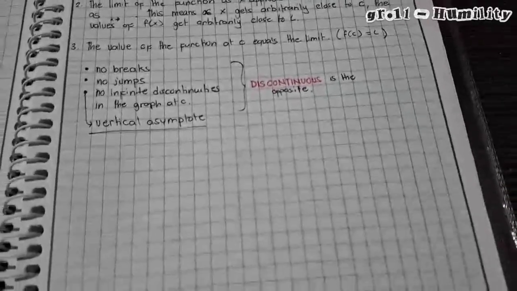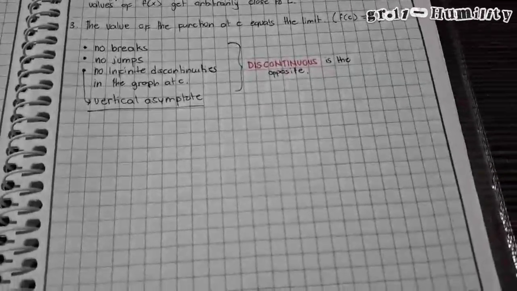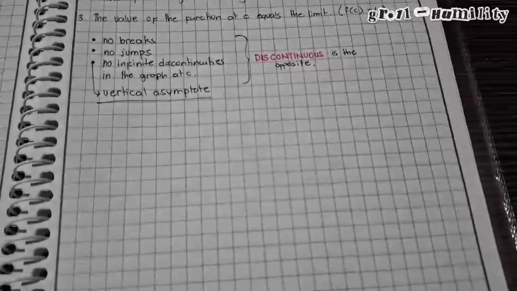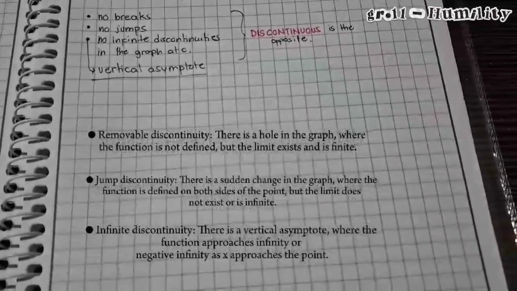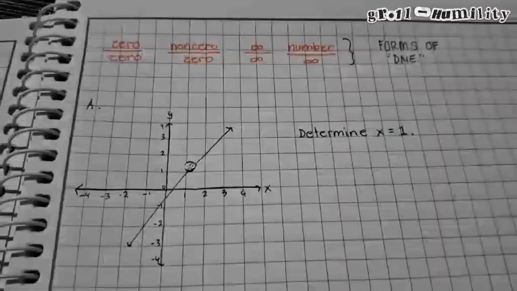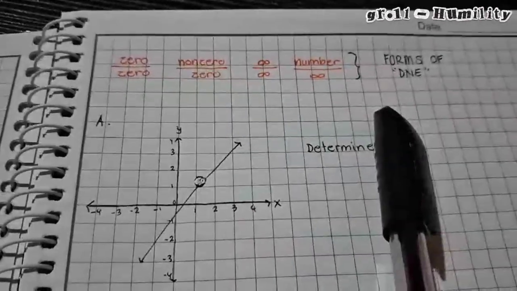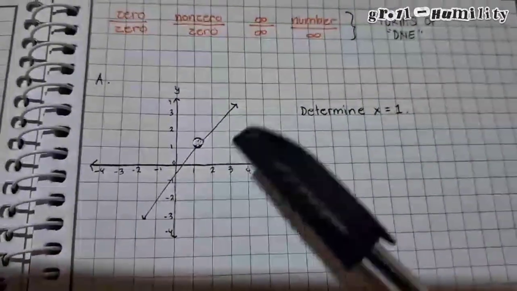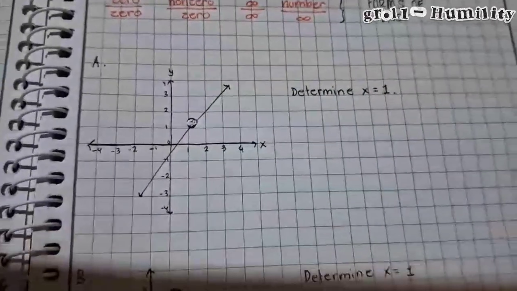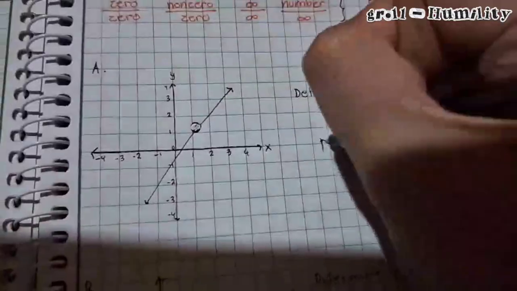For discontinuous functions, there are three types: removable discontinuity, jump discontinuity, and infinite discontinuity. These are the forms. Now here, determine x equals 1. In graph A, we can see that there is a hole. Therefore, we can conclude that this is a discontinuous graph.